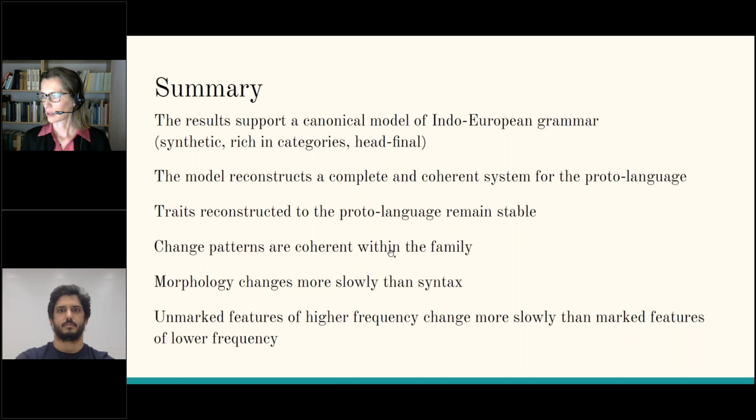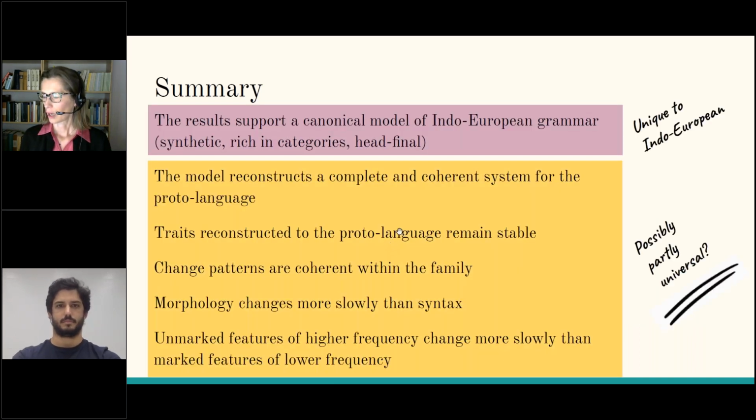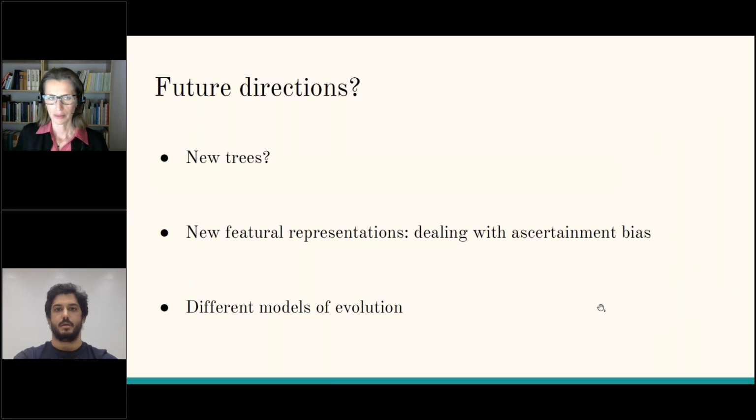And interestingly enough, I think that the first result here needs to be unique to Indo-European, because it's reconstructing a specific system to the Indo-European proto-language. However, an important question for the future is if parts of this are possibly or partly or somehow universal or general tendencies. So I will hand over to Chundra to say a few words about future directions.